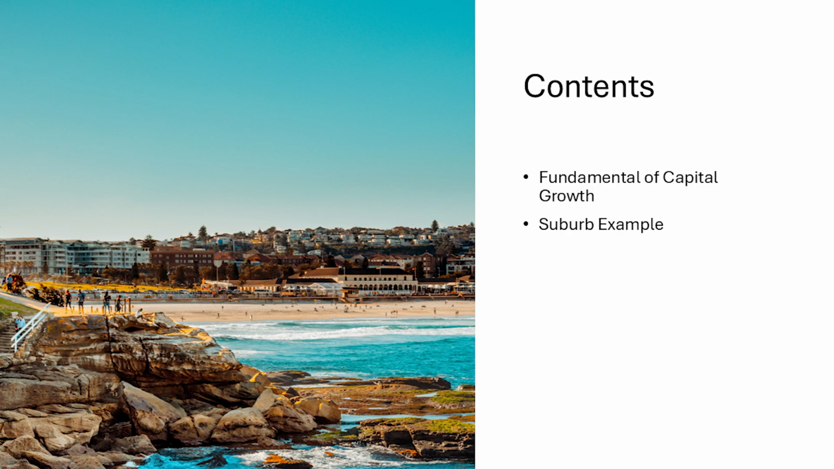Really, what we're going to get into is, first of all, what the fundamental of capital growth is, and there'll be 10 of them, and then just a suburb example where I can explain why the suburb does very well because of that fundamental reason.